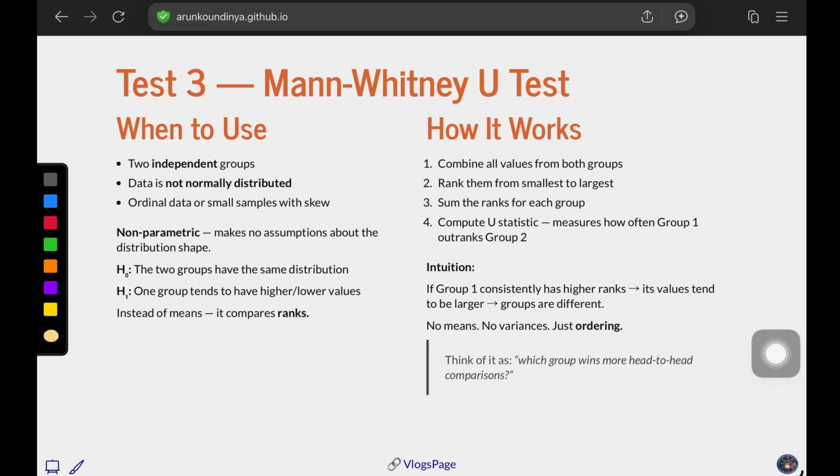So let's go to test three, the Mann-Whitney U test. This test is used when you have two independent groups, the data is not normally distributed, and the data is ordinal or on a small scale. Mostly it is Likert scale data, which means survey data.